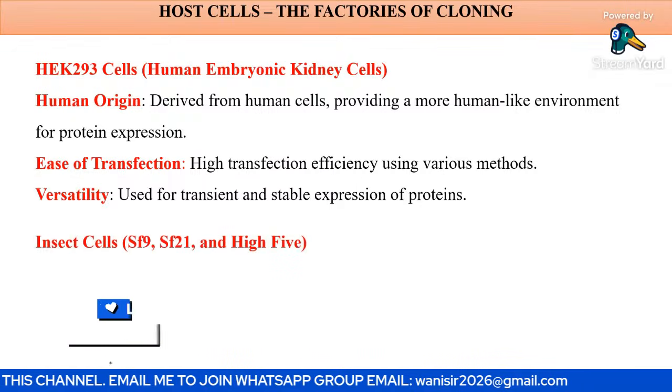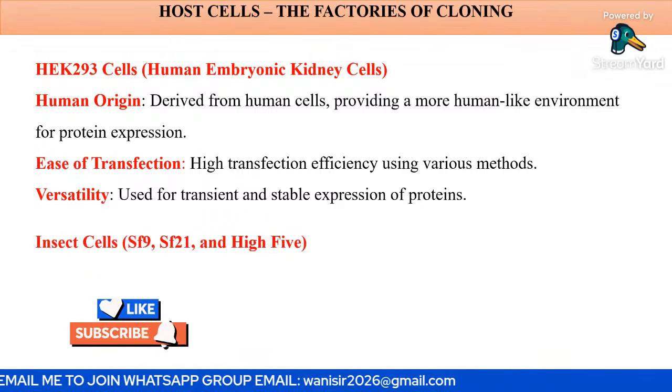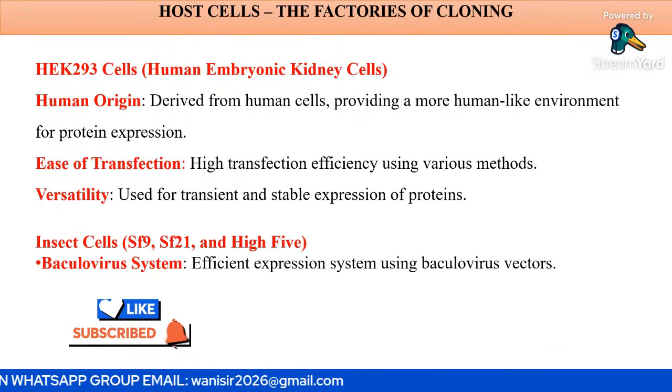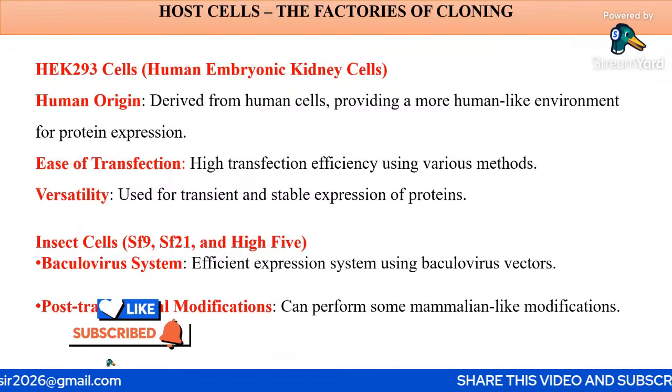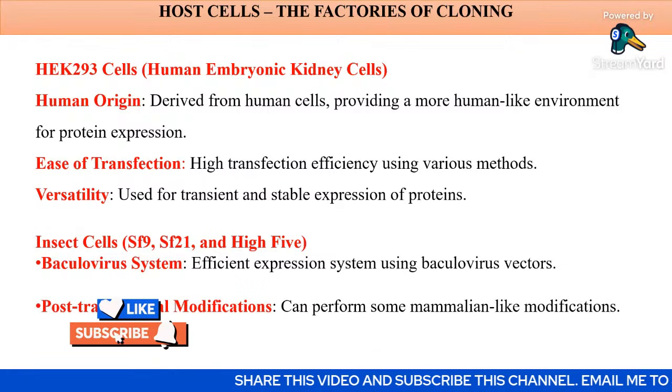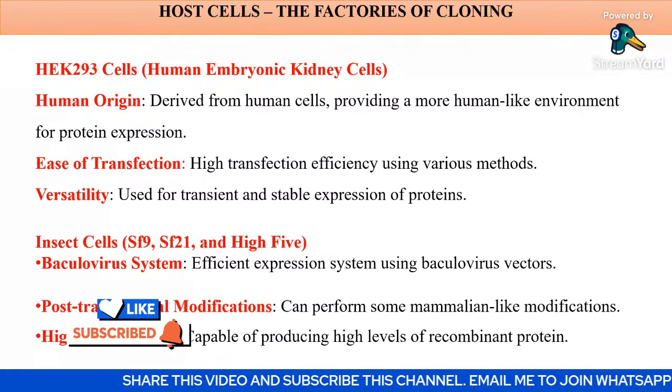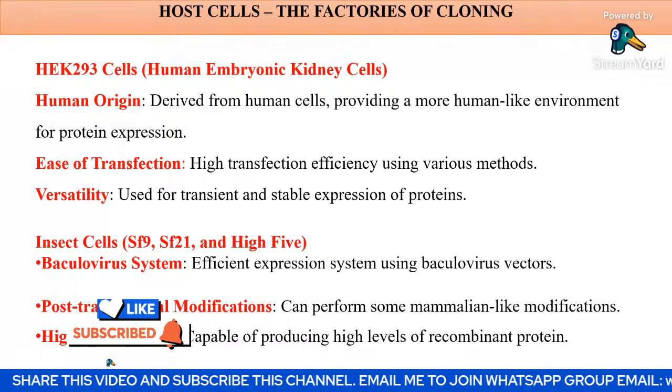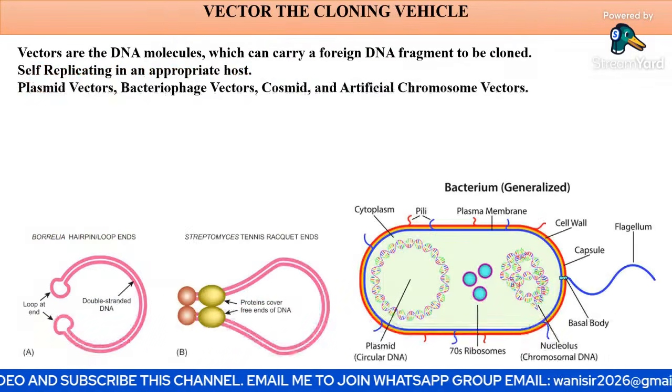And insect cells are SF9, SF21, and High Five. The Bacillus system is an efficient expression system using Bacillus vectors. Post-translational modification can also take place in these cells, and they are capable of producing a high level of recombinant proteins.